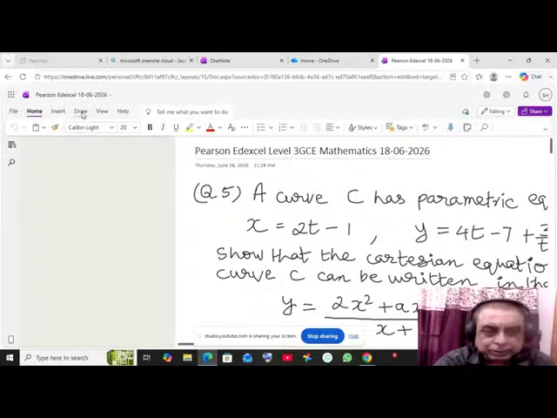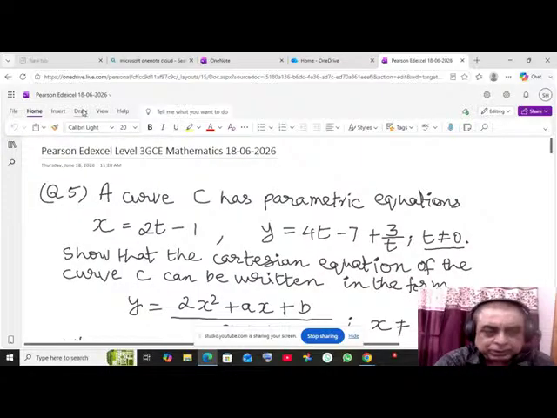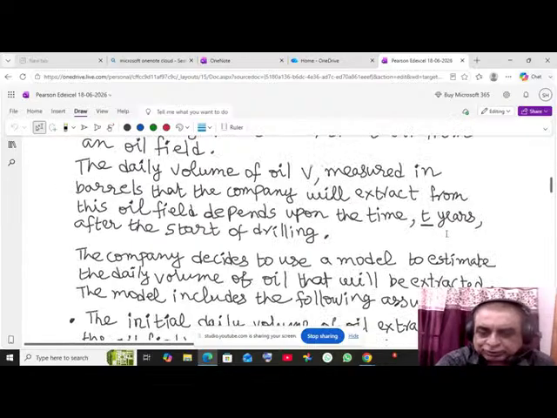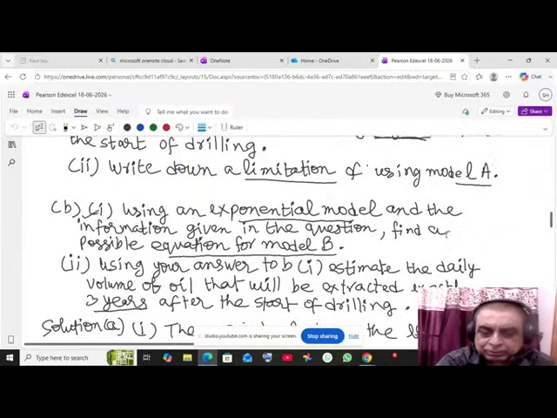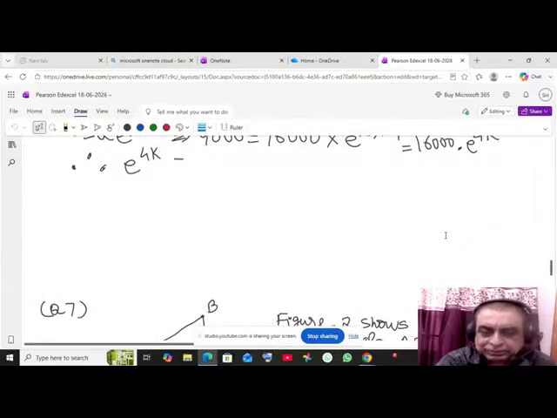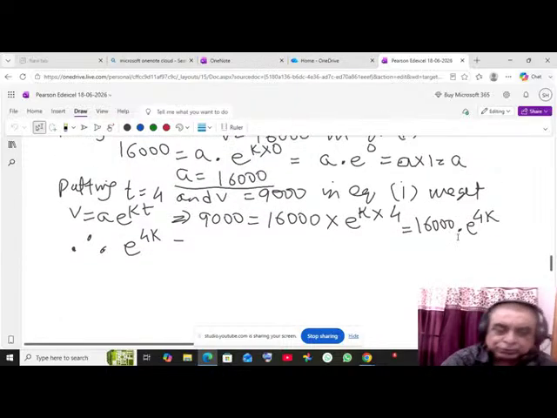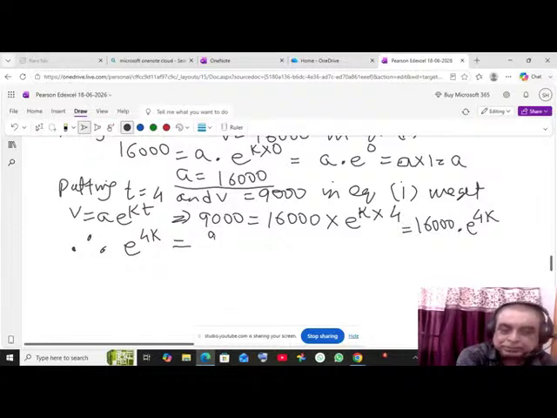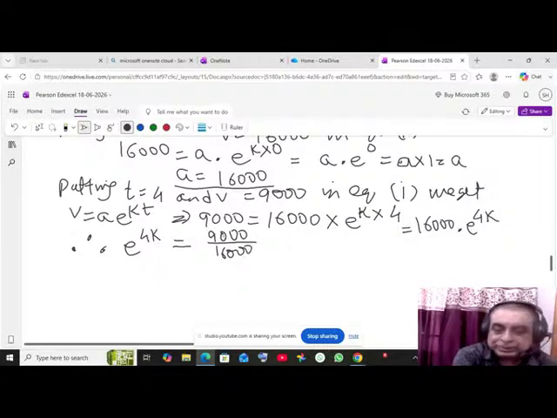Now please watch. Here I have to find the value of k. So this 16,000 I am moving to the right, so it becomes 9,000 divided by 16,000. Now three zeros I have cut, so this becomes 9 upon 16.